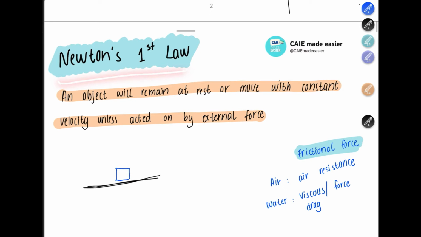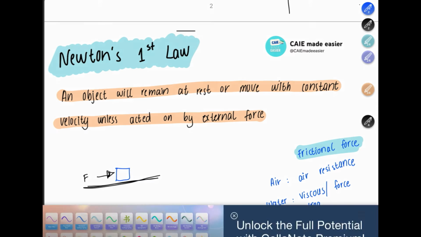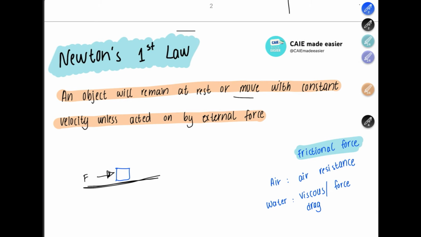Newton's first law states that an object will remain at rest or move with constant velocity unless acted on by an external force. Now, let's try to understand this. The first part is clear, right? An object will remain at rest. If a box is resting on the floor, it will obviously not move on its own, unless an external force is applied on it, right? Unless you apply some force. That is clear. But what about the part that it will continue moving with constant velocity? That does not make sense, right?